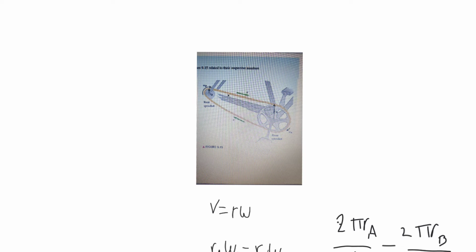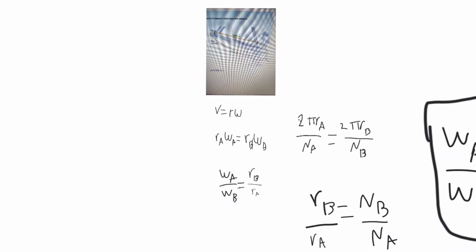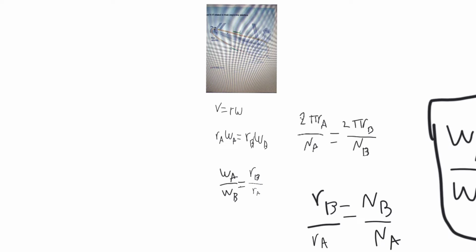So basically what we're saying is that the tangential speed here is going to be equal to the radius times the angular velocity. And let's say this is A, the big wheel, and this is B, the small wheel. We can relate them this way.